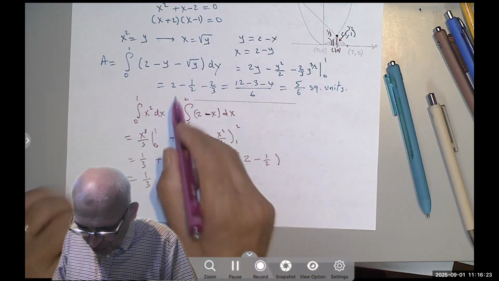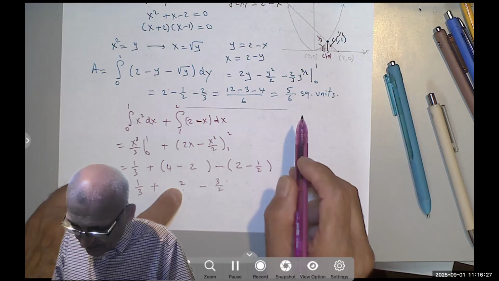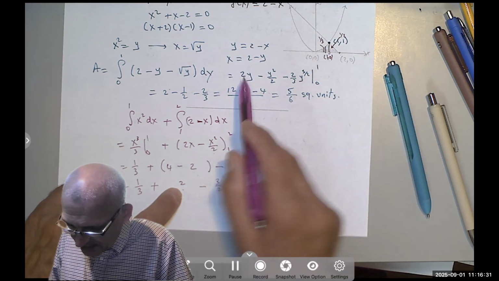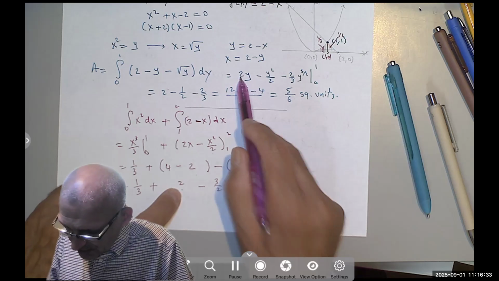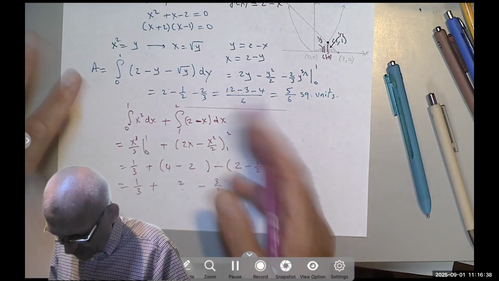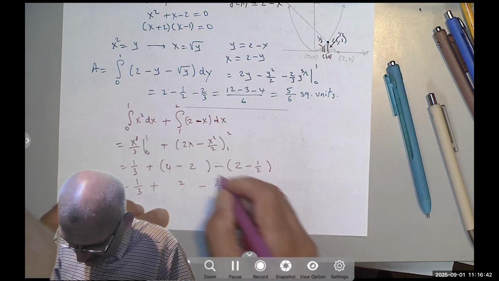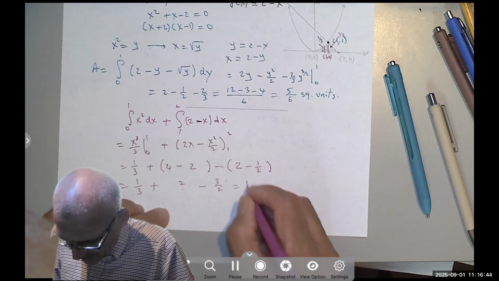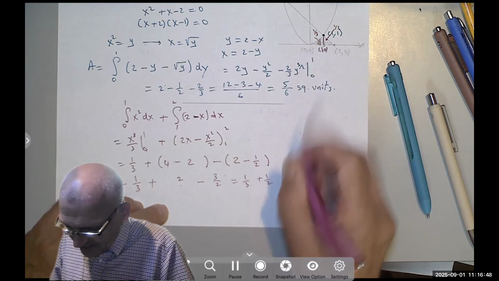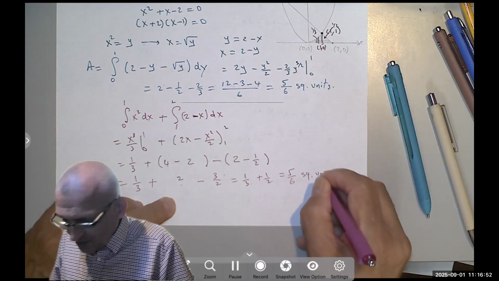Guess what? 2 and minus 1/2 minus 2/3. Here we have, now we have 1/3 plus 2 minus 3/2. But this guy right here is 1/2, right? 1/3 plus 1/2. And of course, you get 5/6 square units.